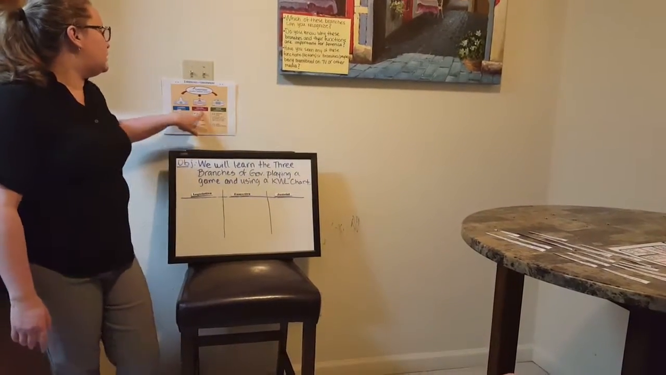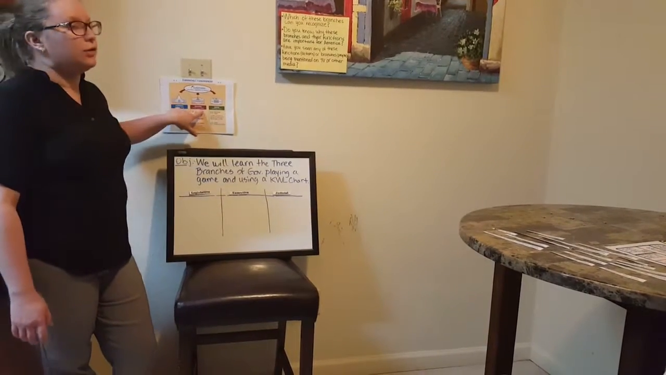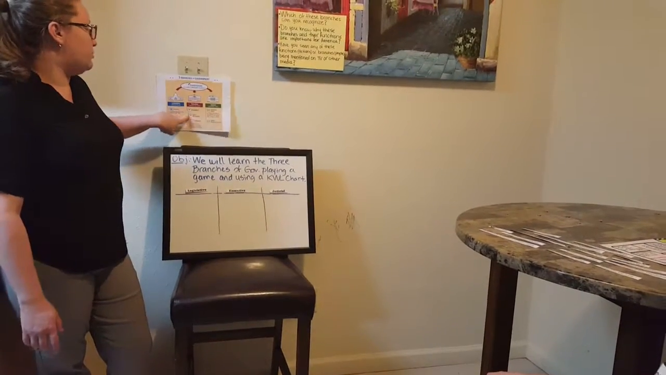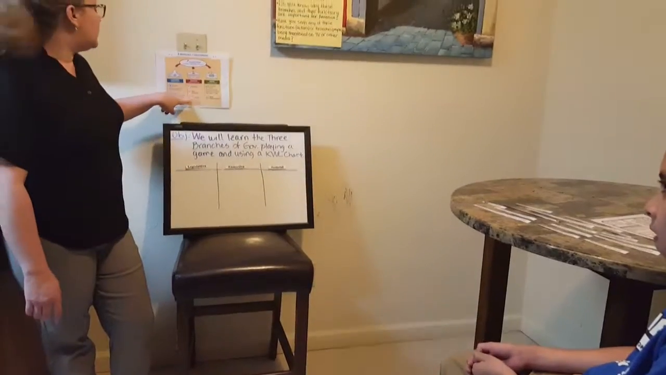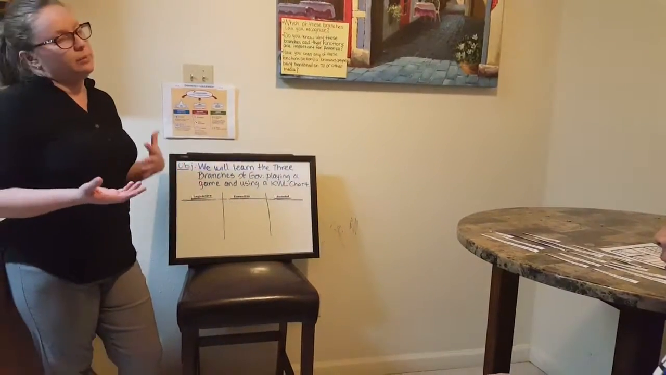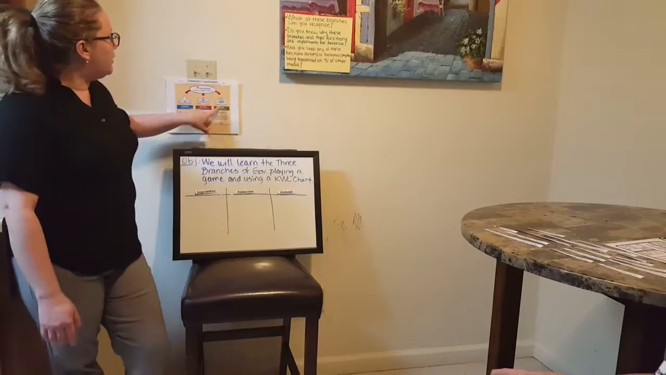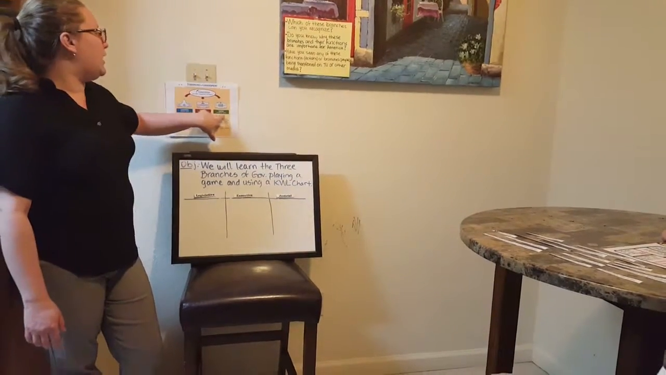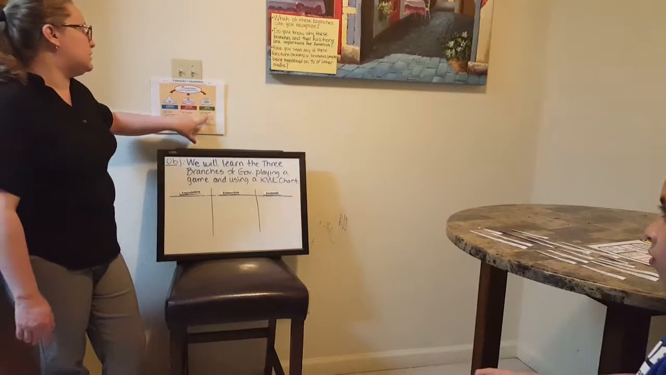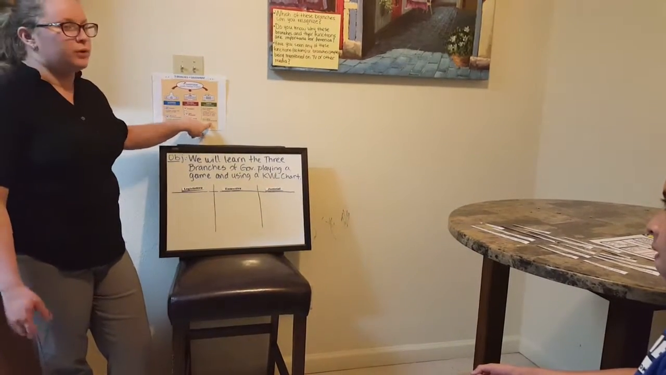The executive branch carries out the law. So this will be your president, your vice president, and the cabinet. The cabinet are like a group of people that the president nominates to help him, like the Secretary of State. And then the judicial evaluates the law. It's the Supreme Court and other federal courts.